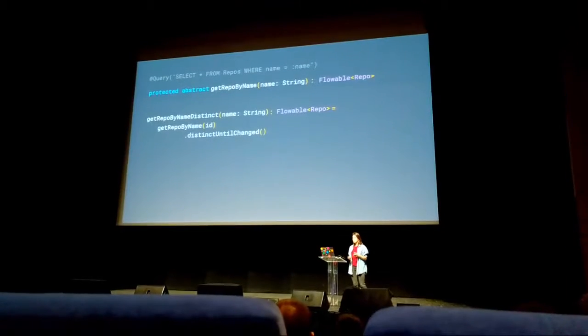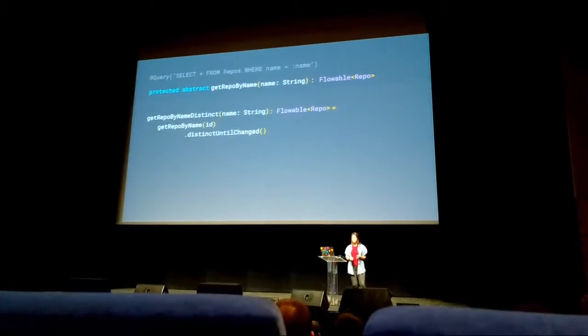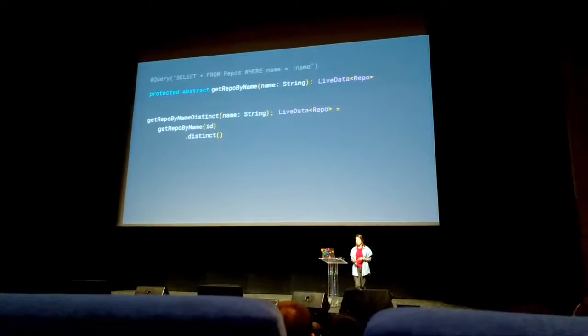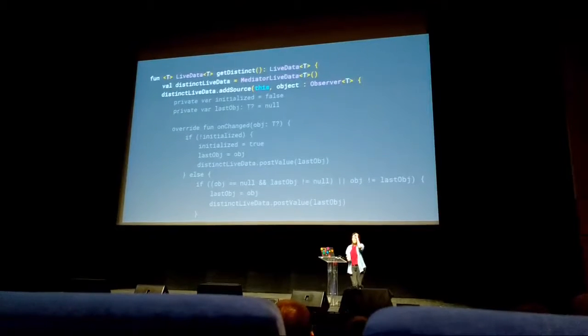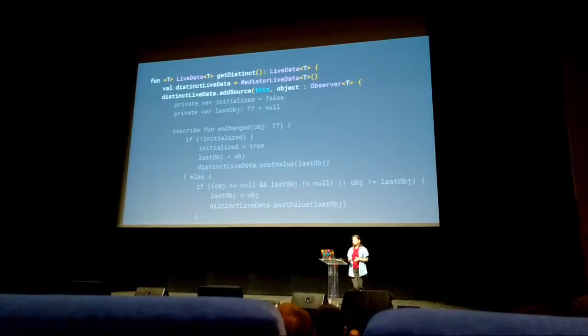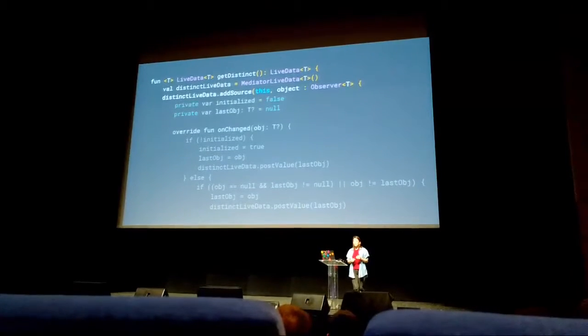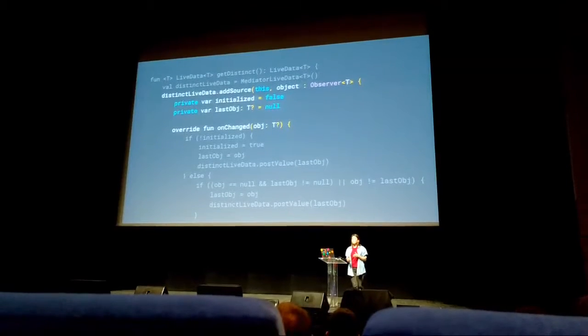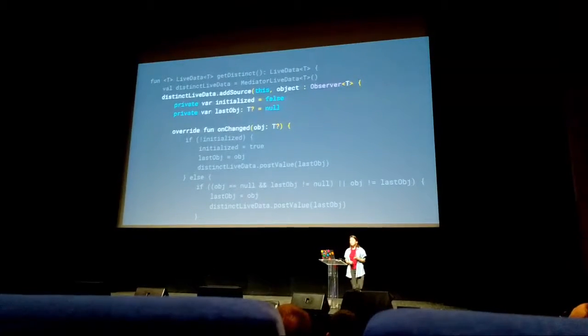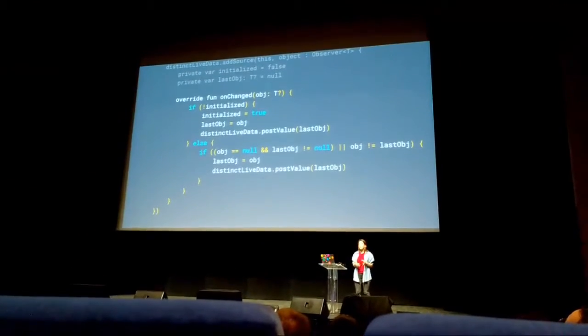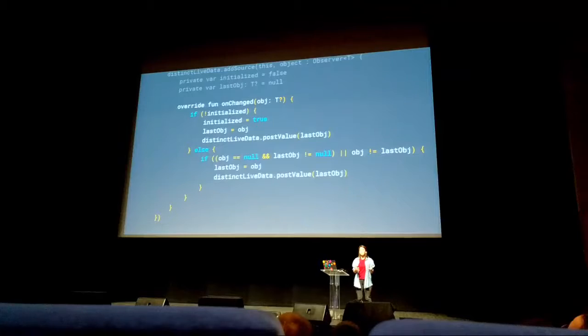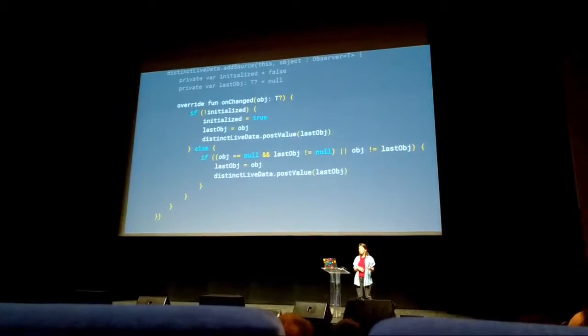Unique elements or distinct elements. But then if you're using live data, it's not that complicated to also overcome this. So I would create a method that's called distinct. And then here, I will just be working with a mediator live data, where I'm adding as a source the query in the DAO. So then I keep in memory the last object that was emitted. Initially it was null. And then whenever something was emitted, so whenever onChange is triggered, I'm just comparing if that new object is the same or not with the object I previously emitted.